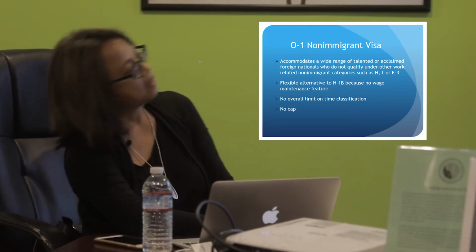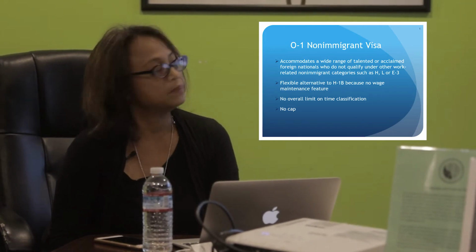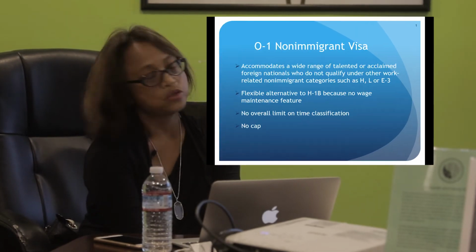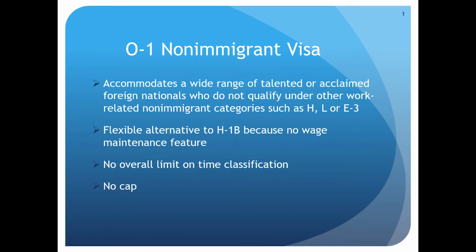So today I prepared a PowerPoint going over the O1 visa category, just so you, like I said earlier, understand the components of what the O1 visa category entails. So the O1 is a non-immigrant visa. That means it's a temporary visa, and it accommodates a wide range of foreign nationals. It's considered an alternative to the H-1B because there's no wage requirement.